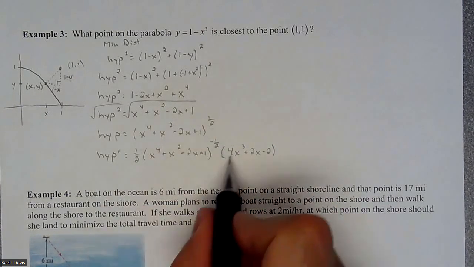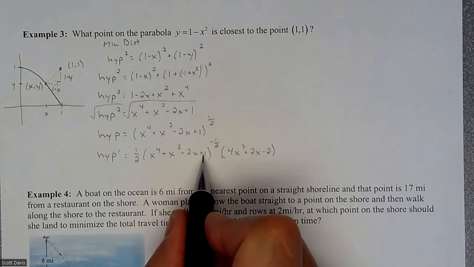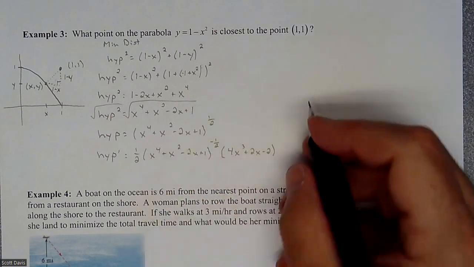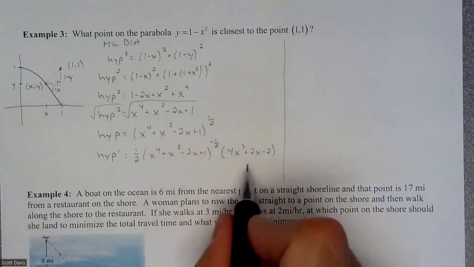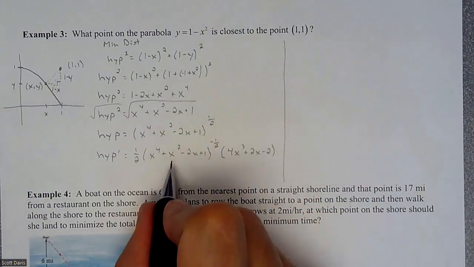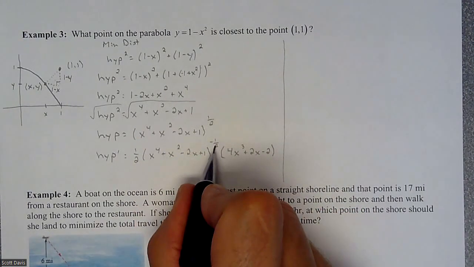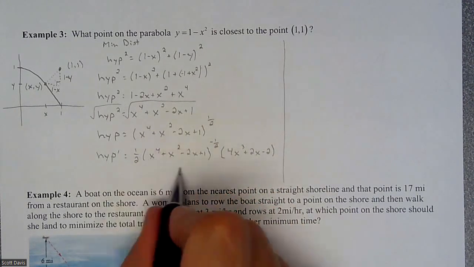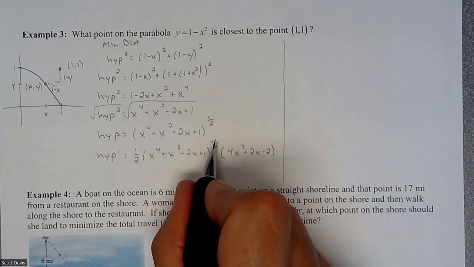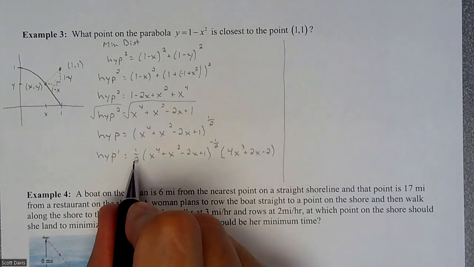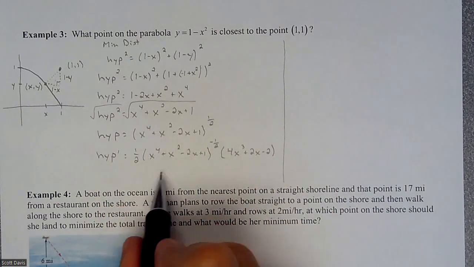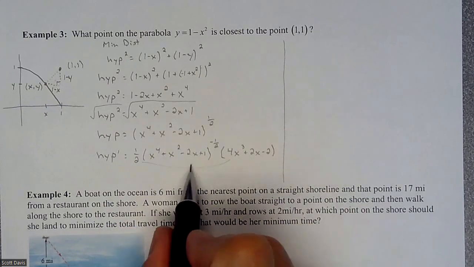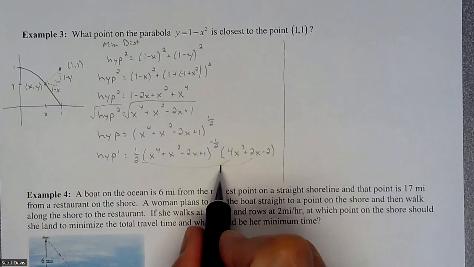So what we're going to do is take this and set it equal to 0. As I'm doing that, I'm also going to be organizing and cleaning this up a little bit. One thing I can do is I have a negative 1/2. So I'm going to take this piece, bring it to the denominator and put a square root on it. And then I can do half of this. I can actually distribute this 1/2 into these three pieces.